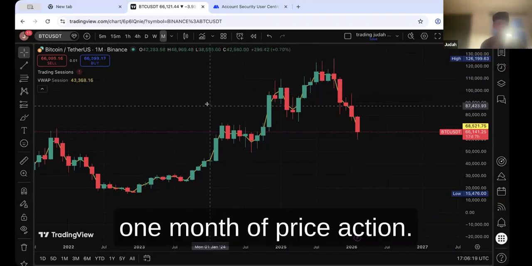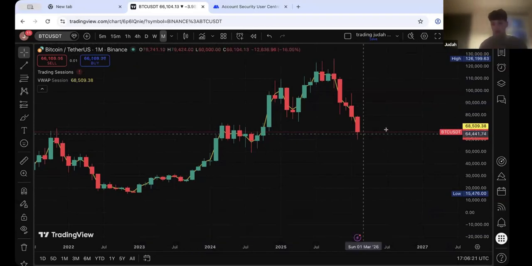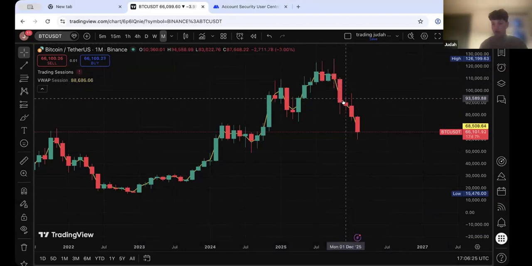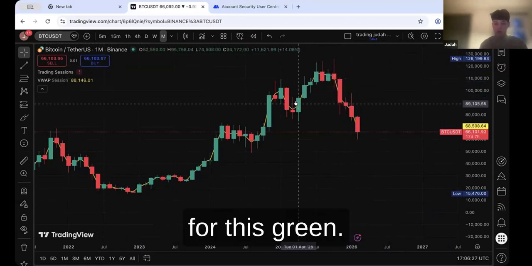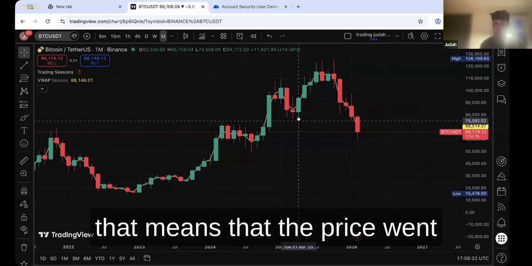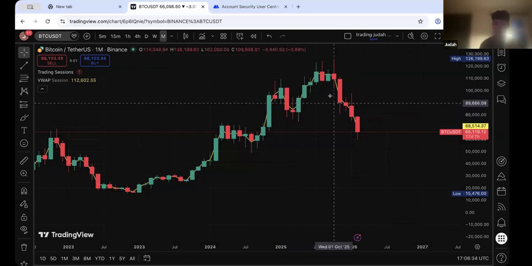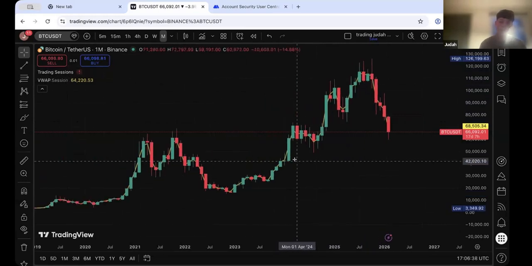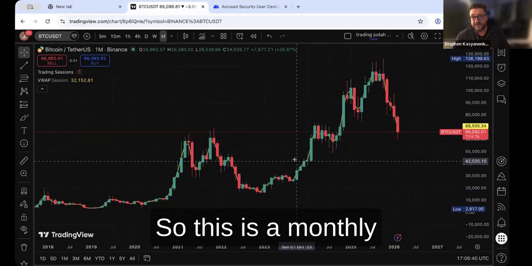is 1 month of price action. So this is a whole month of price action, and that goes the same for this green. If a candle is green, that means that the price went up in that month. If the candle is red, that means the price went down in that month. So this is a monthly time frame.